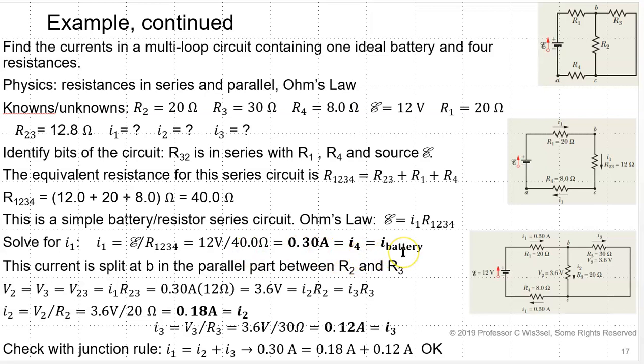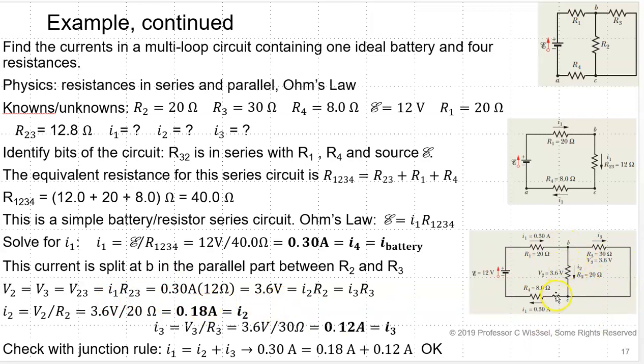That's I4. That's the current from the battery. Now this current splits. We're going to go back to the original circuit. This current splits at point B here in the parallel part between R2 and R3. So V2, these are parallel. So V2 equals V3, and that equals V23, and that equals I1 times R23. Okay, so that's 0.30 amps times 12 ohms, or 3.6 volts.